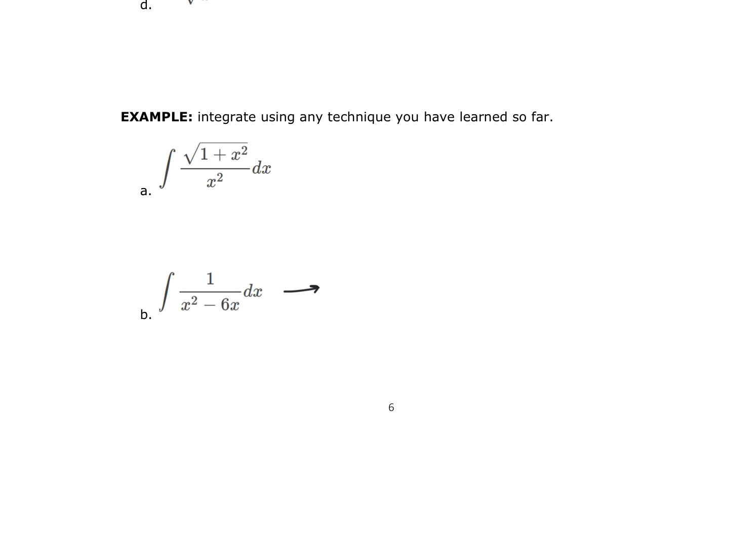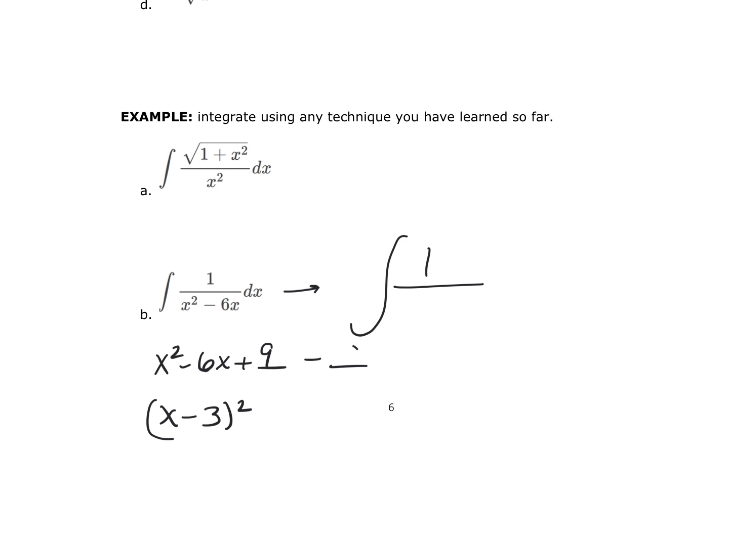So if I rewrite this by completing the square, so 1 over, complete the square, I'm going to have x squared minus 6x plus something, and then I have to take that something back off. So this is x minus 3, the quantity squared, because I would add 9 here, subtract 9, I have it, so minus 9. So this becomes x minus 3, the quantity squared, minus 9 dx.